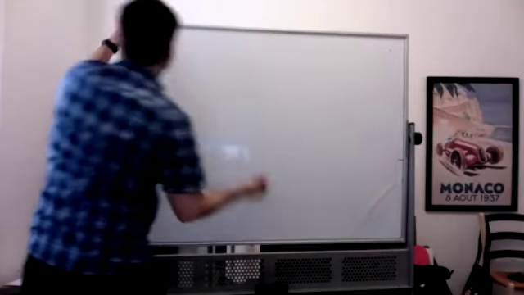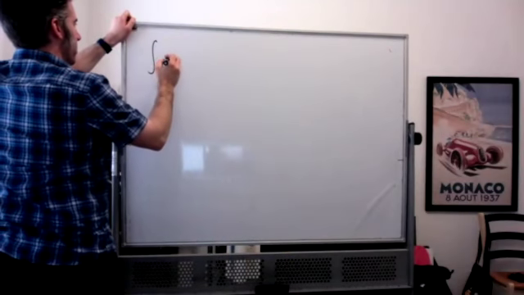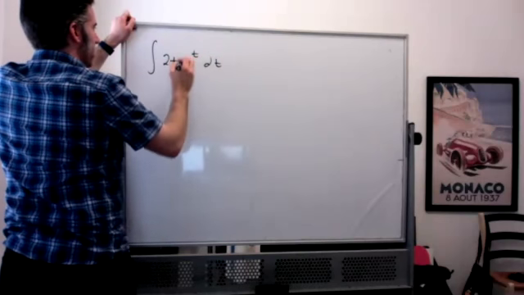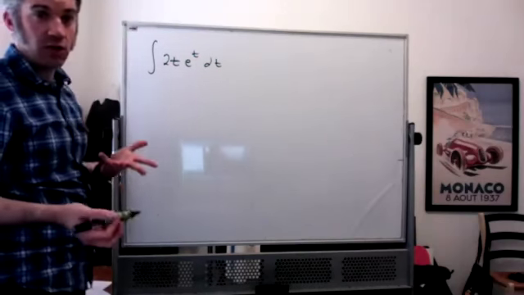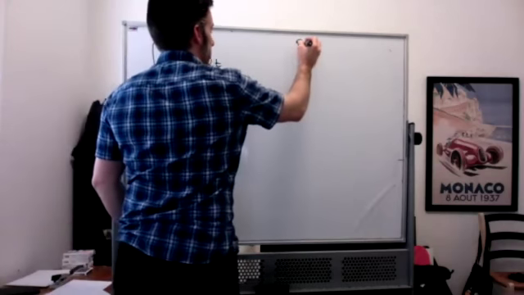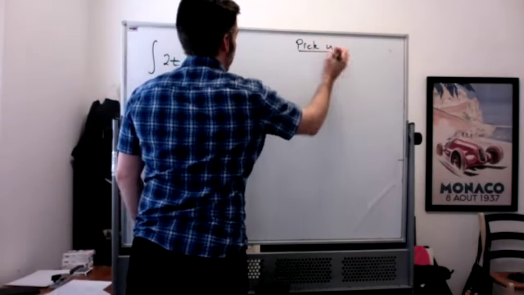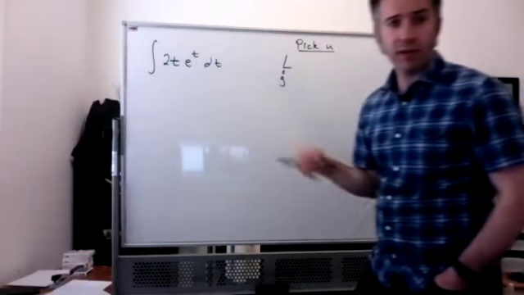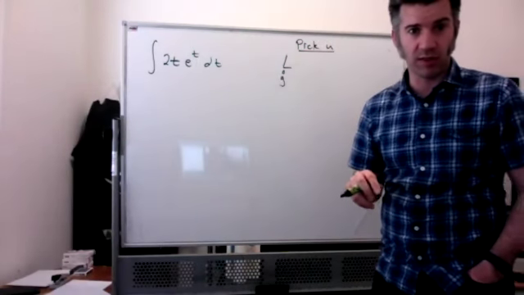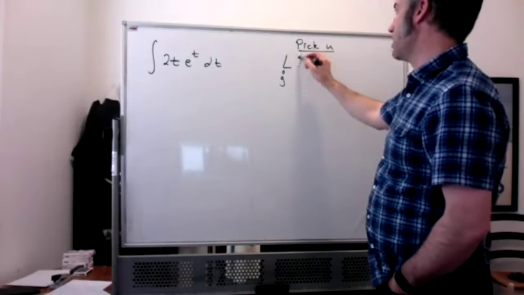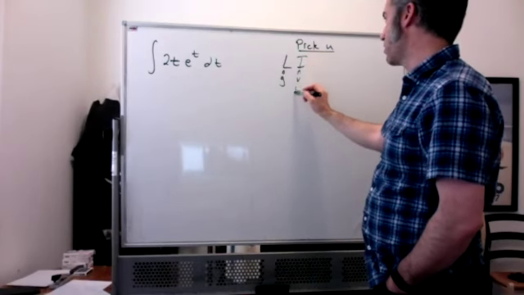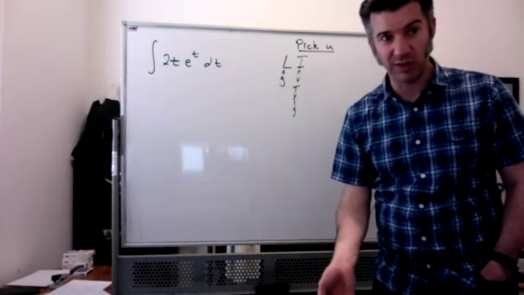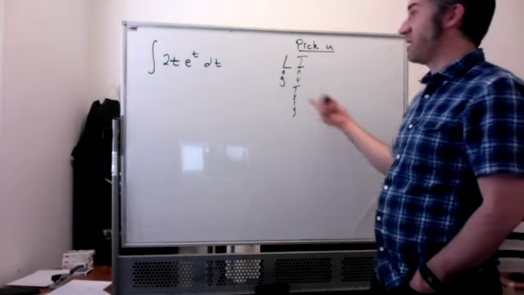So if we're doing integration by parts, which is again, I've got 2t times e to the t dt, there's kind of a method for picking your u. So how do we pick u? Well, first we look to see if there's any logarithms. There aren't. So I'm not going to pick u equal to a logarithm. Then we look to see if there's any inverse trig, like an inverse sine, inverse cosine, arctangent, anything like that. If there was, I would pick that for u.